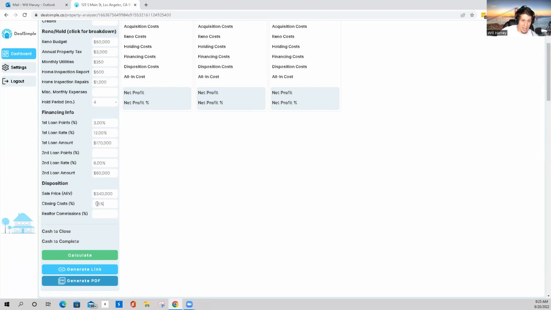So closing costs when we sell are going to be about 1.5% on the conservative end. And then realtor commissions. My partner is a real estate agent, so we don't have to pay a seller agent. And typically we pay 2.5% to a buyer. So that should be 100% accurate. So then I'm going to hit calculate, and we're going to see what happens.